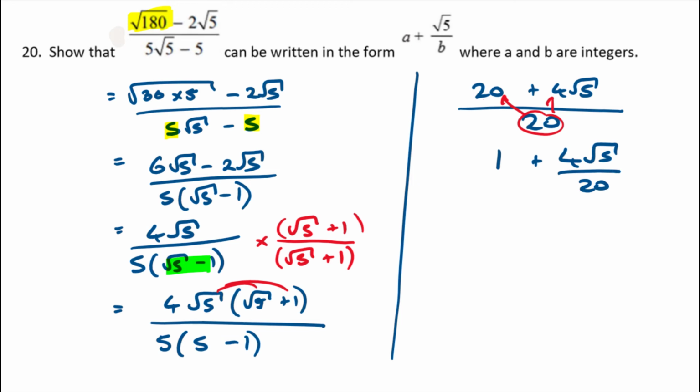Now this cancels down, doesn't it? Because 4 goes into 20 5 times. So that's going to give me 1 plus root 5 over 5 then. Okay, that's my answer: 1 plus root 5 over 5.